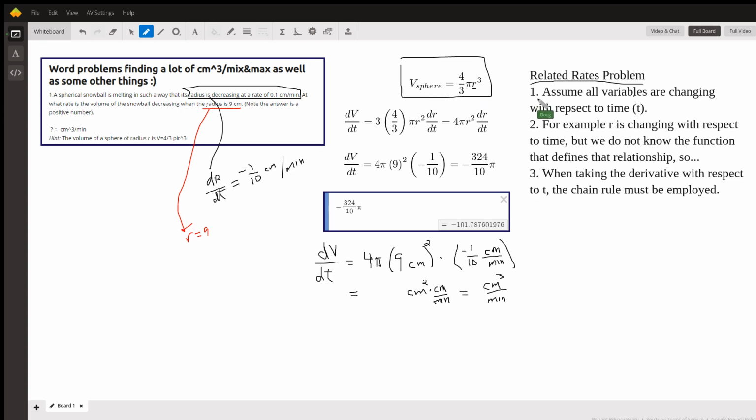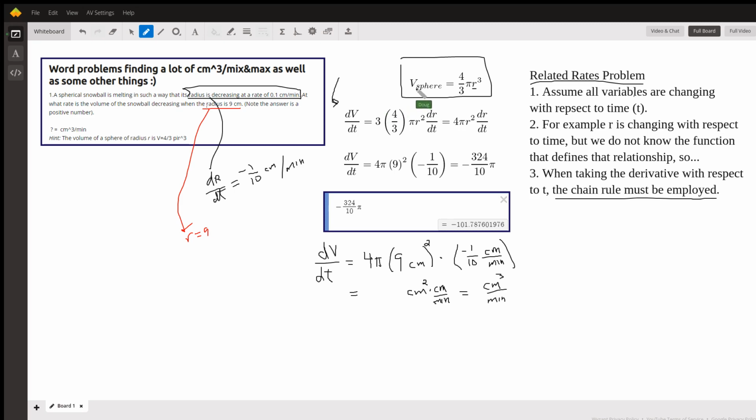Okay, and so for a related rates problem, we're going to assume that all the variables are changing with respect to time t. For example, r is changing with respect to time, but we do not know the function that defines that relationship. So when taking the derivative with respect to t, the chain rule must be employed. So I'll refer to that as we look at this step right here.